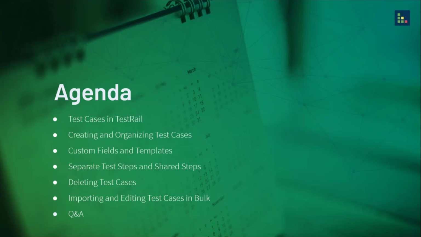We're going to look at deleting test cases and the different ways to delete test cases either immediately and permanently or temporarily in a restorable state. And then we're going to look at importing and editing test cases in bulk using file imports and exports or the bulk options available inside of TestRail.